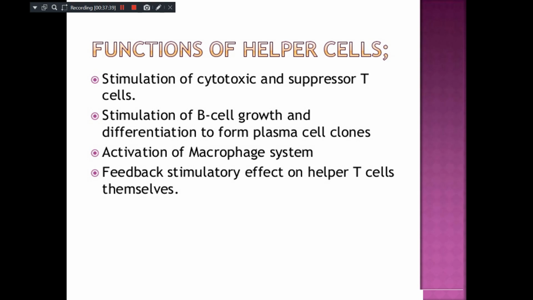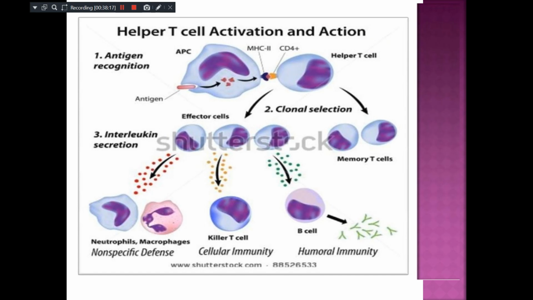Suppressor T cells are also very, very important. One is they stimulate cytotoxic cells as well as suppressor T cells. Second thing is they stimulate the growth of B cells, and also stimulate the differentiation to form plasma cells. Then it also activates our macrophage system, and even they get a feedback stimulatory effect on helper T cells themselves. They get the feedback: what should be the amount of B cells, what should be the suppressor cells, all those things it will get.